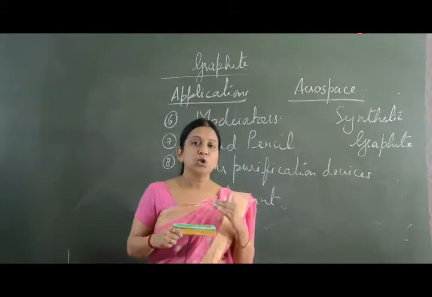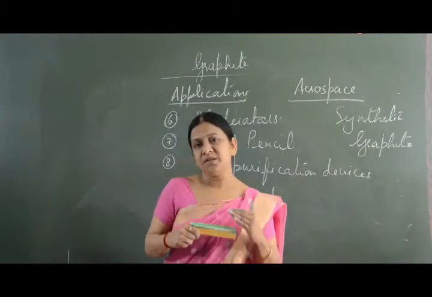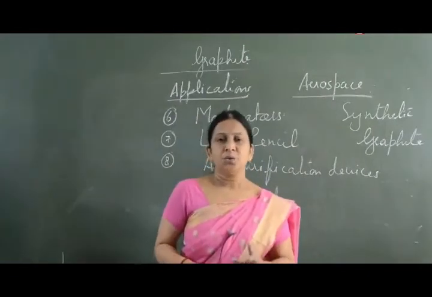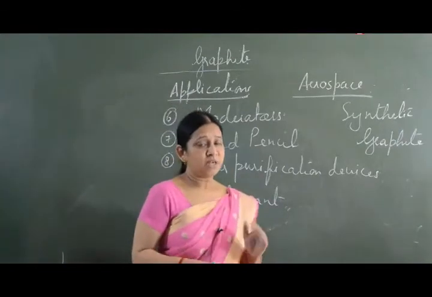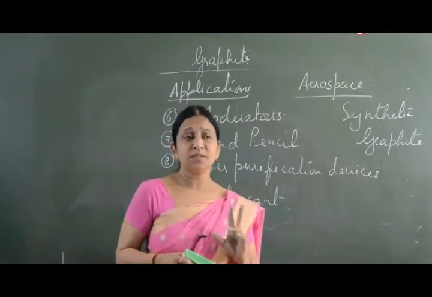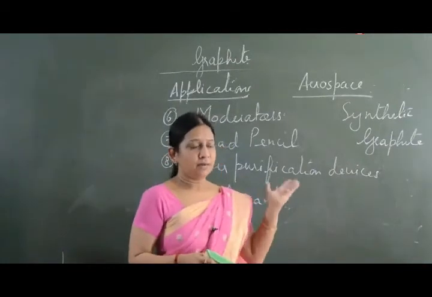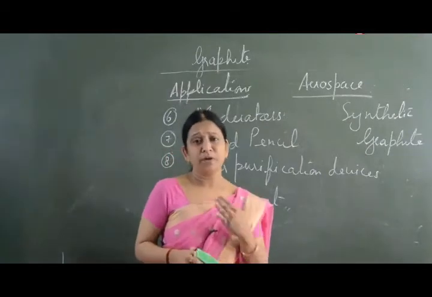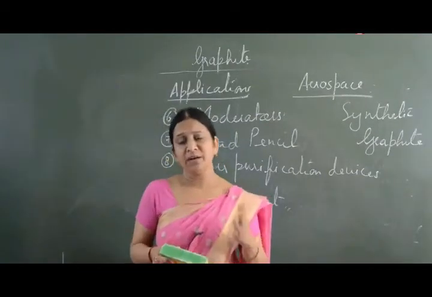layers can slide over each other, because of which it becomes soapy to touch, and because of that it is used as a lubricant. So we have two types of graphite, natural or synthetic, or alpha or beta. Natural graphite has a hexagonal arrangement of carbon, and synthetic graphite has a rhombohedral arrangement of carbon. Then we have three types of natural graphite: crystalline, flake and amorphous.